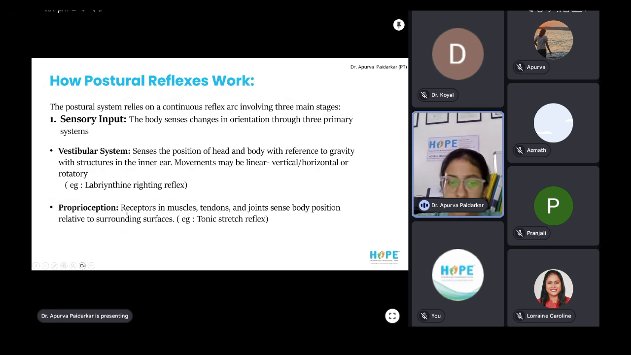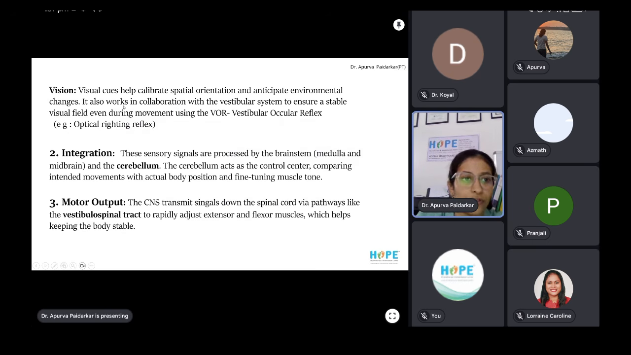So next is proprioception. Proprioception involves receptors in the muscles, tendons, and joints, which sense the body position relative to the surrounding surfaces. For example, the tonic stretch reflex. Now vision. Visual cues help calibrate spatial orientation and anticipate environmental changes. And it also works in collaboration with the vestibular system to ensure a stable visual field even during movement, using the vestibulo-ocular reflex. For this, the optical righting reflex is an example.